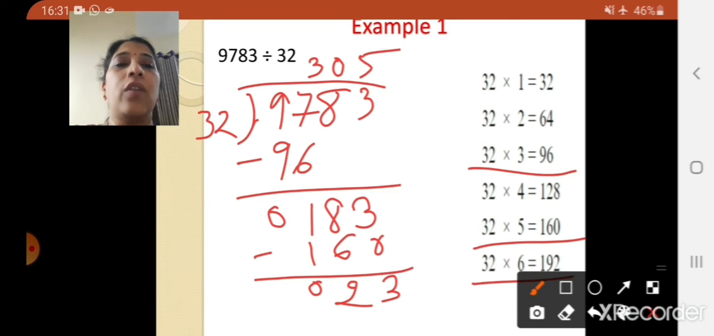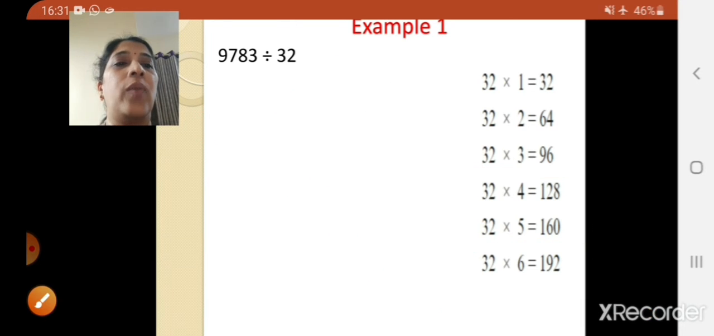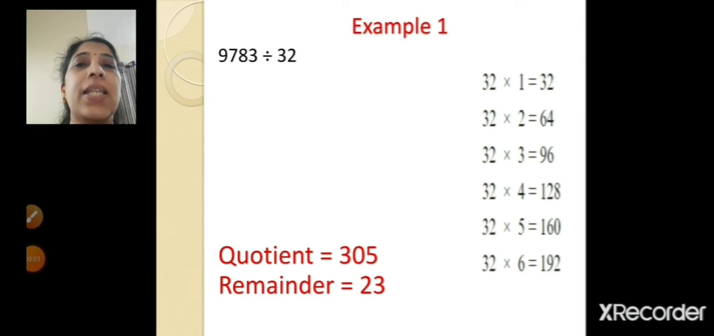Now you cannot divide further because there is no other digit after 3. So this 305 is called the quotient, and this 23 is called the remainder, right? So you will write: quotient is 305 and remainder is 23, right?